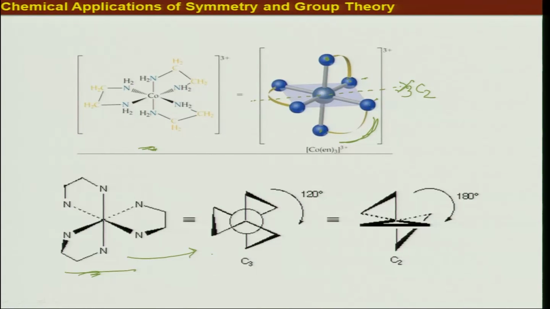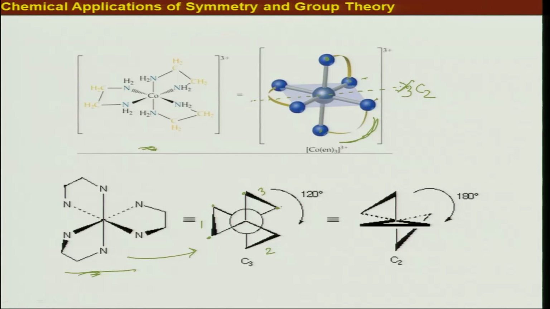What I am trying to do here is play with the perspective. In this particular perspective, this is one ethylene diamine, this is another ethylene diamine, and this is another ethylene diamine. Now things become very easy. This looks just like a propeller. If I start from this particular point and give a rotation, it will reach here, and this one will reach here. So I got a C3.